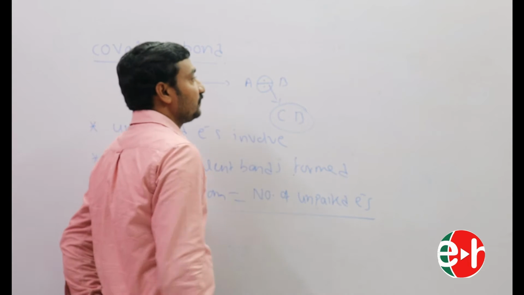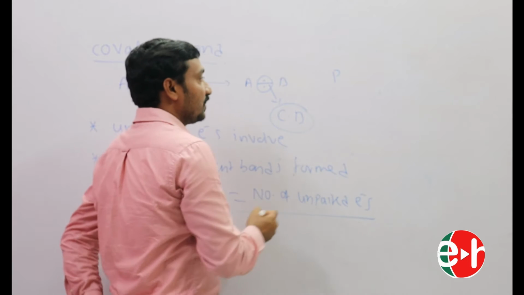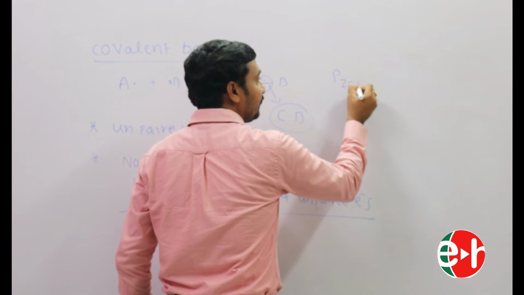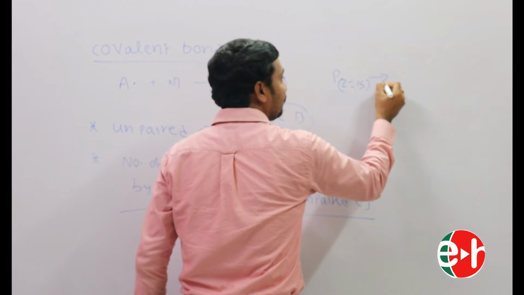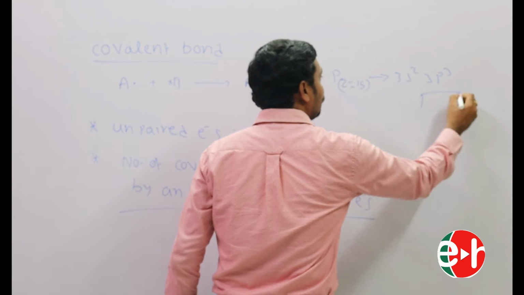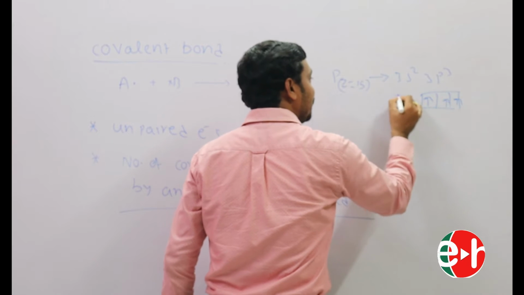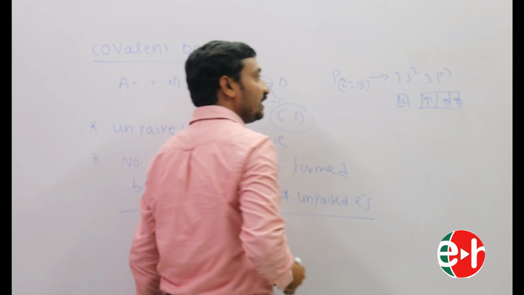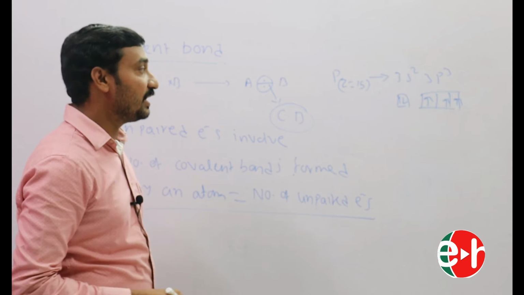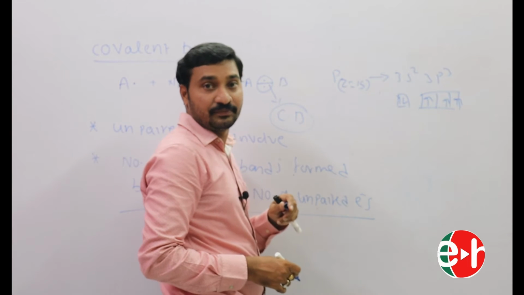For example, take phosphorus, atomic number Z equals 15, valence shell configuration 3s2 3p3. In the ground state it has 3 unpaired electrons. That's why it can form 3 bonds in the ground state.